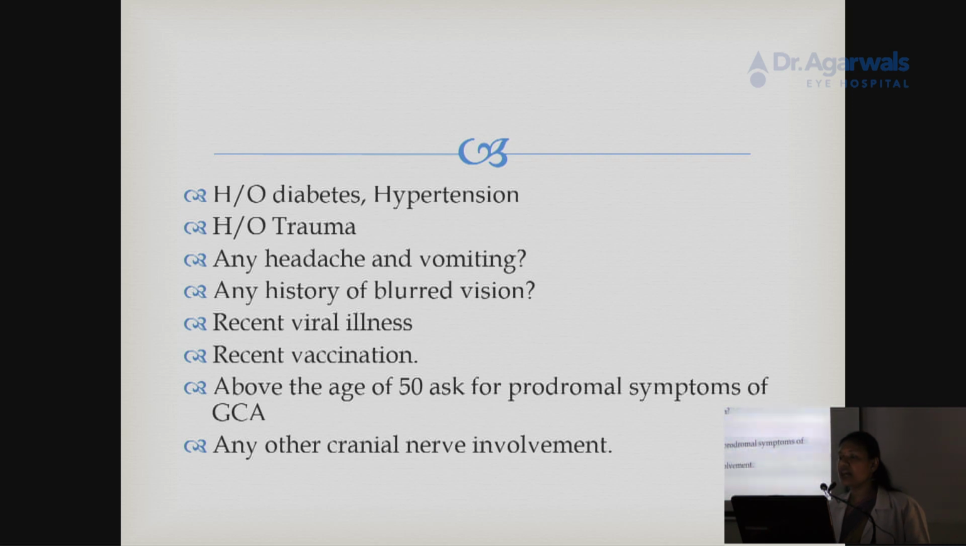Above the age of 50, ask for prodromal symptoms of GCA. Even though GCA is not very commonly seen, you should keep that at the back of your mind and ask for scalp tenderness, jaw claudication, polymyalgia rheumatica. All that should be asked if the patient has a painful nerve palsy and any other cranial nerve involvement. Apart from that, any other neurological abnormalities the patient has developed. These are the histories which you will probe into.